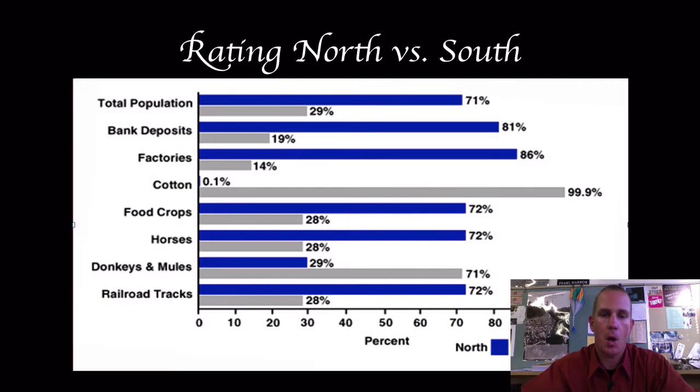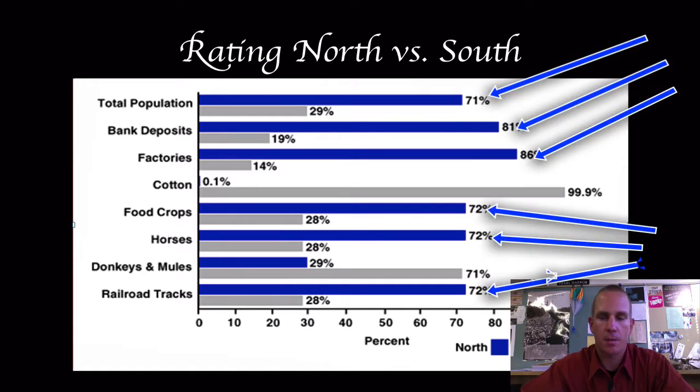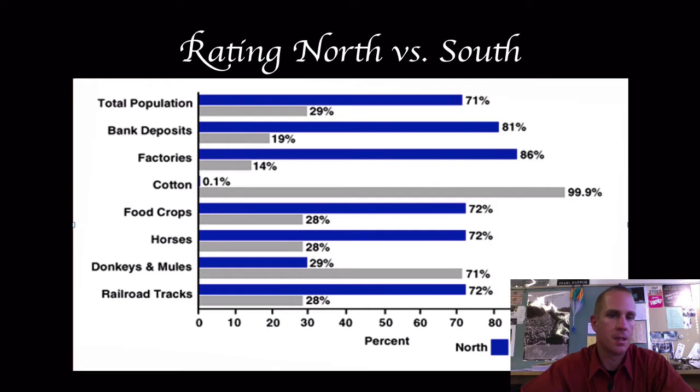Now, the North versus the South, it's pretty simple. The North had all of the advantages. Almost all of the major mines were in the North. Population is heavily favoring the North. Bank deposits, they have much more money. Factories, of course, we have that plantation system in the South. Look at cotton production, however, 99.9% in favor of the South. But every other food crop favoring almost 3/4 for the North. Horses, donkeys, and mules, the North is at an advantage.